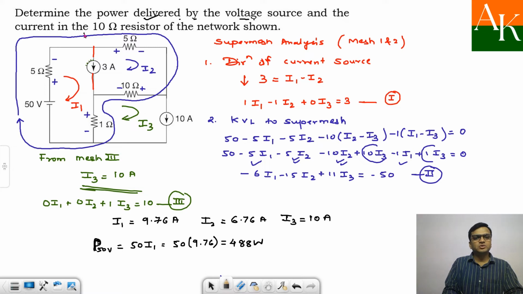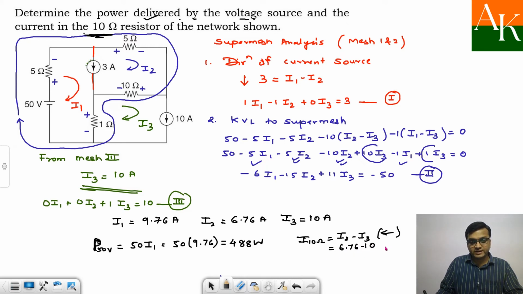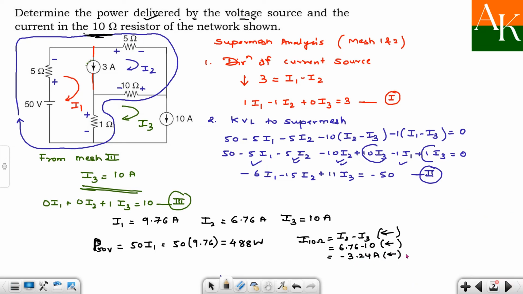Now we have to calculate the current through the 10 ohm resistor, and the 10 ohm resistor is over here. So here I am writing current through 10 ohm resistor. Now you decide how you are moving, towards right or left. Don't look at this polarity. You have to write in terms of current. If you decide to move towards left, then it will be I2 minus I3 towards left. That gives 6.76 minus 10, which is minus 3.24 ampere towards left, which means I will write over here 3.24 ampere towards right.